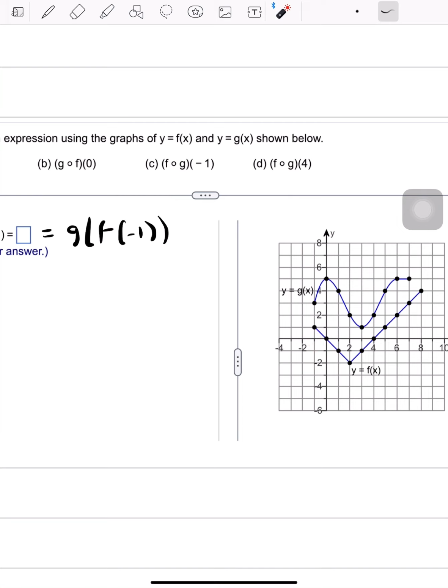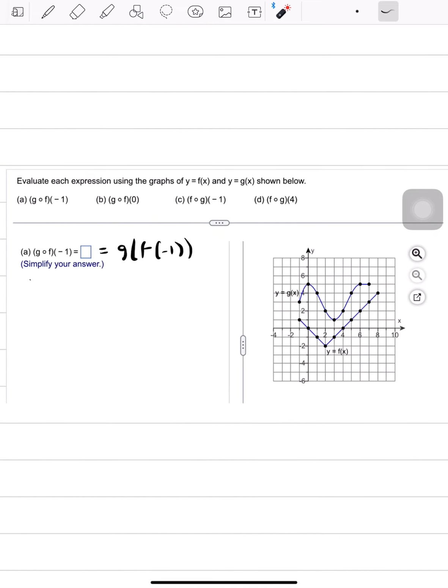Well, it all depends on what you're looking for. We're looking for f, so we should be scanning this graph here. So when we plug in -1, we want to look for where we touch f, and we should be touching it right there, and that's an output of 1. So at -1, our output of f of -1 is 1.